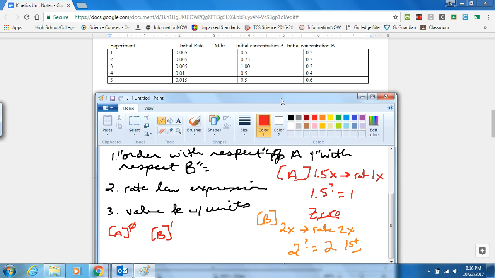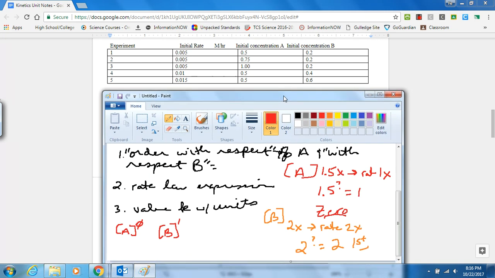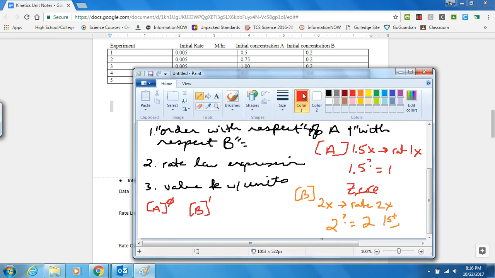Now the next thing that we want, now that we know our orders, we have to figure out our rate law expression. So remember, the only numbers that we plug in for the rate law expression are the orders. So I'm going to say rate equals k. Make sure it's a lowercase k because that means rate constant. A to the 0 order times B raised to the first order.